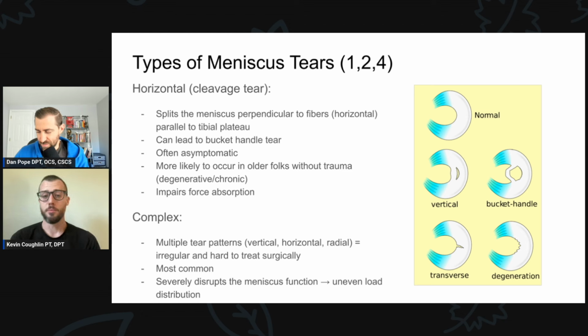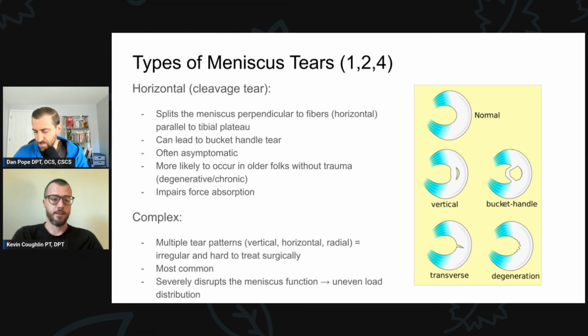This can also lead to a bucket handle tear. So we can get a flap that goes up into the joint space and can cause a lot of those mechanical symptoms. Or, if that doesn't happen, it can be asymptomatic. This is more likely to occur in older folks without trauma. So we do see this as more of that degenerative and chronic meniscus tear. And this does impact the force absorption. So we don't maintain as good hoop stress in this type of scenario.